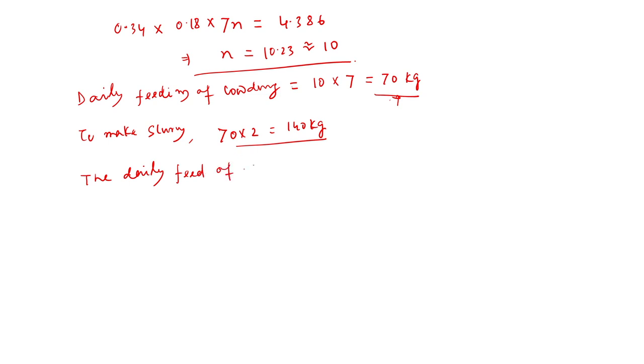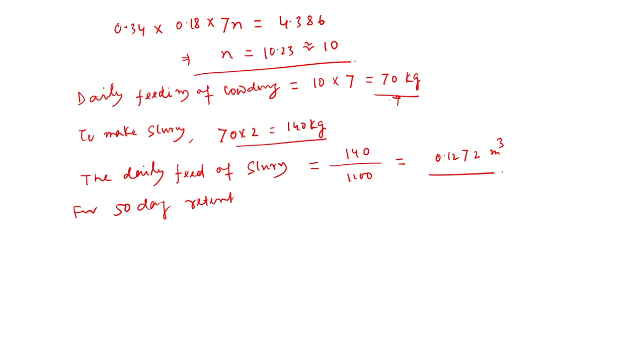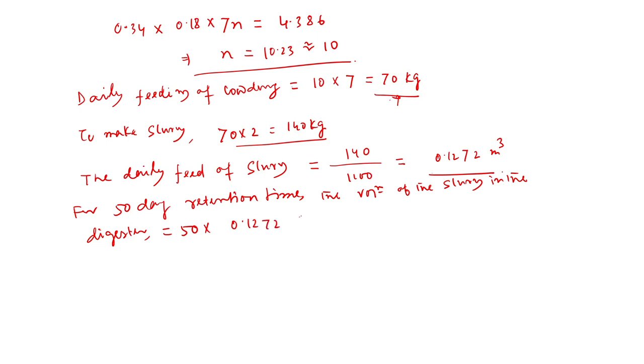Right. Now, if we need to find out the daily feed of slurry, then we need to take help of the density, 140 divided by 1100. So this will be about 0.1272 cubic meter. Okay. So if we consider, say, 50 day retention time, the volume of the slurry in the digester will be 50 multiplied by 0.1272, which is equal to 6.36 cubic meter.